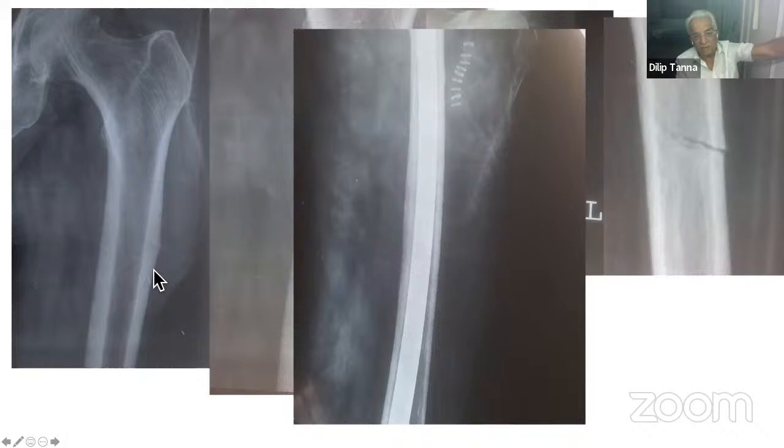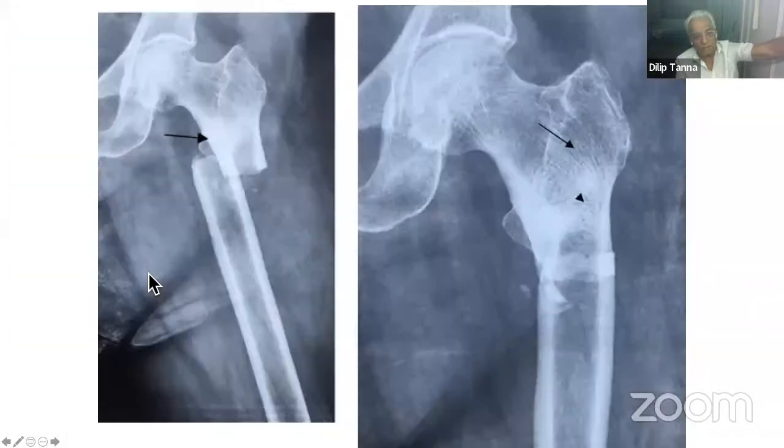Now here is the fracture you can see. This is another fracture you can see. So you can see quite a few of these fractures if you ask for this X-ray, extending lower down. If you ask only for the hip X-ray, you will miss it. But you can see the thickening and everything here. The treatment is nailing, and this is all you need.